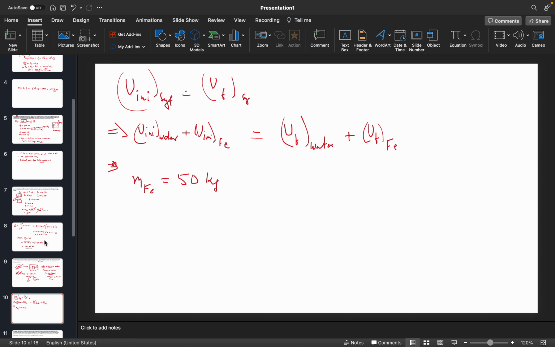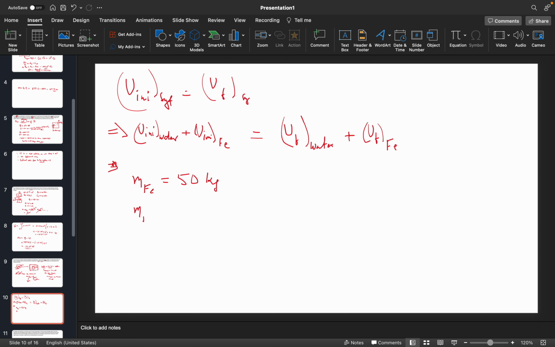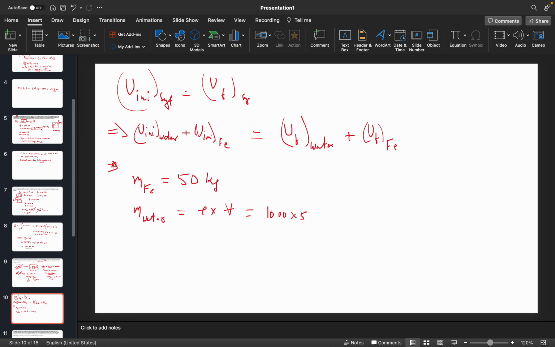But what about the mass of water? The volume of water is given to us, and we know the density of water, so we can calculate the mass of water. Mass will be equal to rho into V. We know the density is 1000, and the volume of water given to us is 500 liter, so it will be 500 into 10 to the power minus 3. Minus 3 plus 3 cancel, so there are 500 kg of water. It's a huge tank.